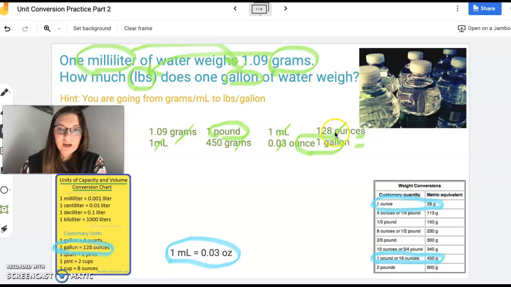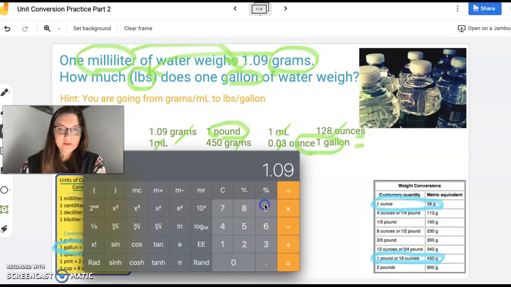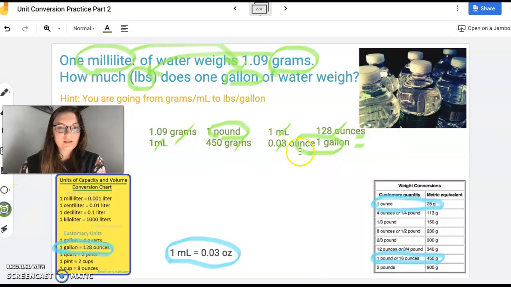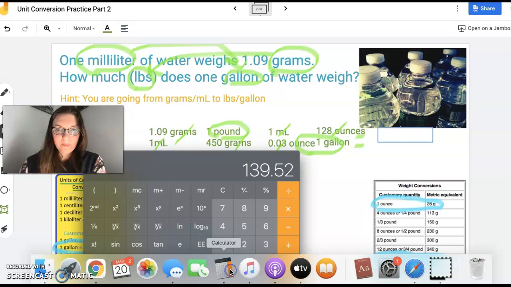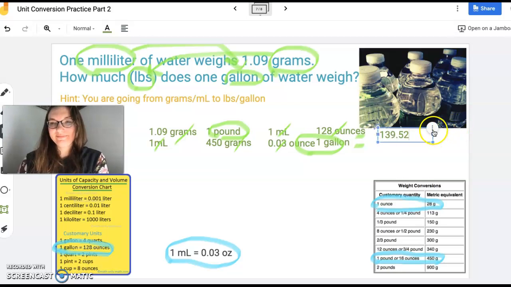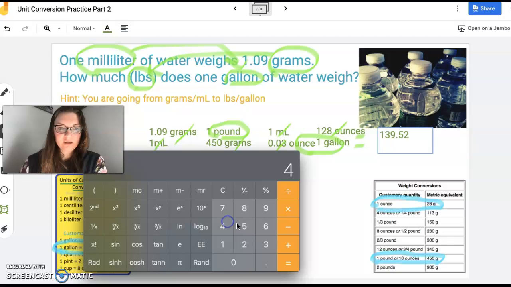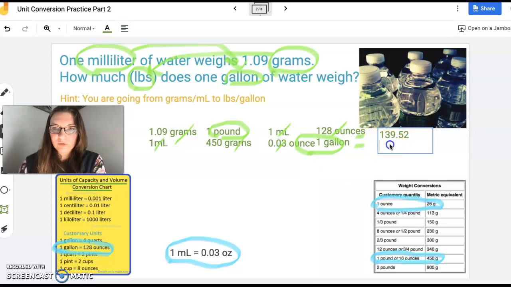So 1.09 times 128 is 139.52, and 450 times 0.03 is 13.5.